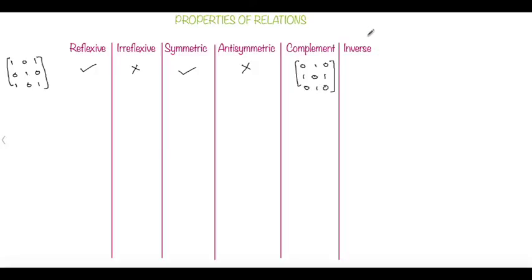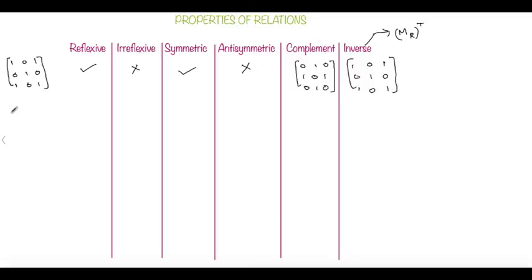For inverse, we did not cover it. So inverse is, if R is represented by MR, then the inverse is represented by MR transpose. So we just take the transpose of this, which is just itself, 1 0 1 0 1 0 1 0 1.